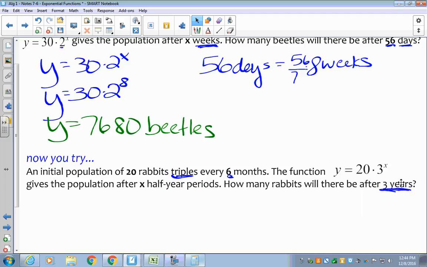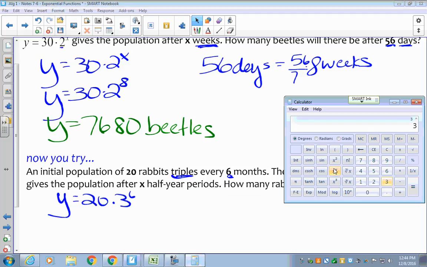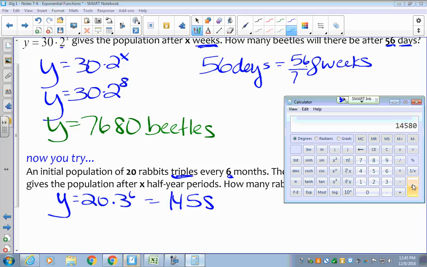Okay, so we are going to plug in 6 for x because there are 6 half years in 3 years. So it's y equals 20 times 3 to the 6th. So 3 to the 6th is 729, and we're going to times that by 20. 14,580 rabbits.